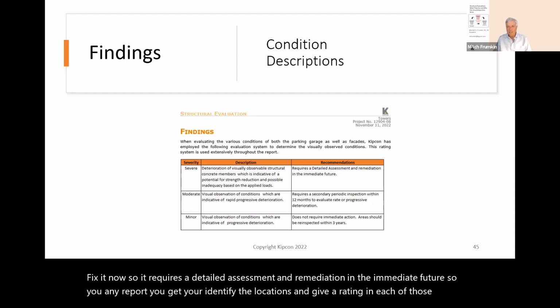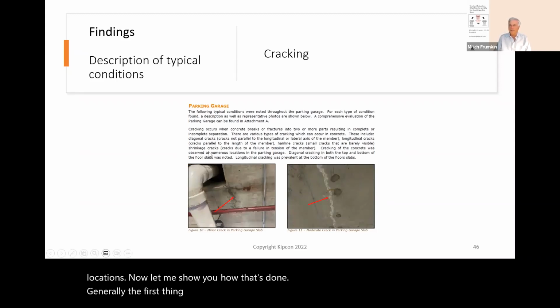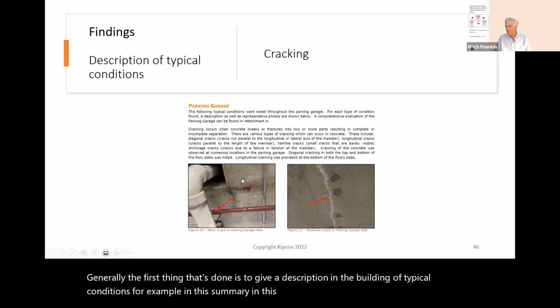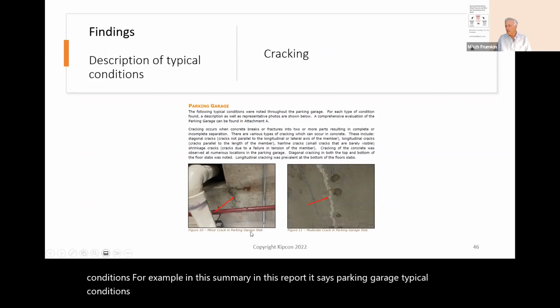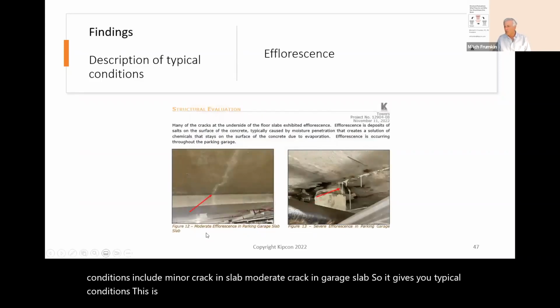Now, let me show you how that's done. Generally, the first thing that's done is to give a description in the building of typical conditions. For example, in this report, it says parking garage. Typical conditions include minor crack in slab, moderate crack in garage slab. So it gives you typical conditions. This is cracking. Next one is efflorescence.